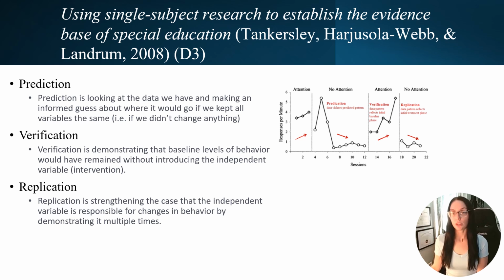Using Single-Subject Research to Establish the Evidence Base of Special Education by Tankersley and colleagues in 2008 also satisfied task list item D3. It described prediction, verification, and replication. Prediction is looking at the data we have and making an informed guess about where it would go if we kept all variables the same. Verification is demonstrating that baseline levels of behavior would have remained without introducing the independent variable. And replication is strengthening the case that the independent variable is responsible for changes in behavior by demonstrating it multiple times.